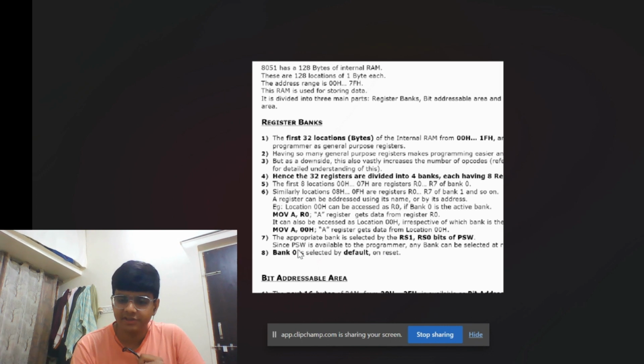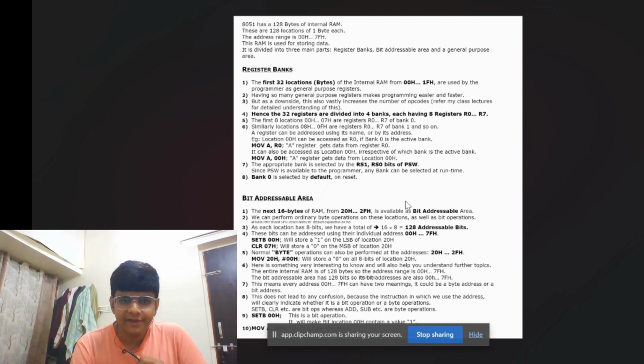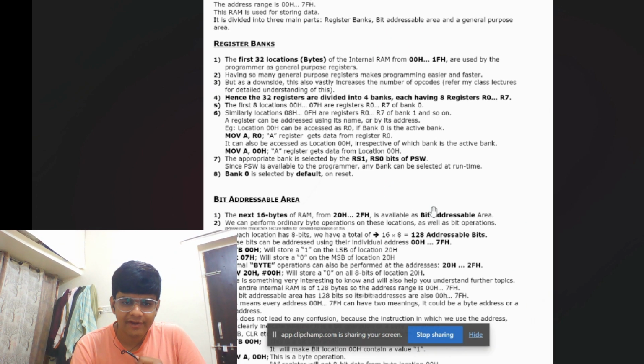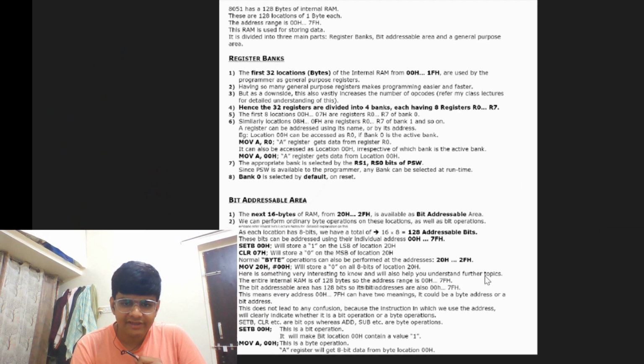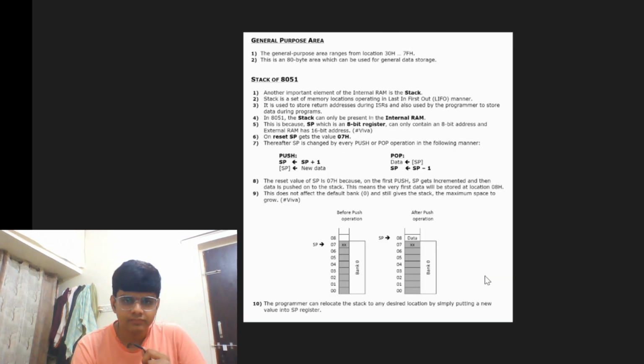Okay, computer architecture. Bit addressable area. I have already told you already, so you can read it or take a screenshot. You can take a screenshot of it for your reference. You can read it when you are free or after the lecture. Okay, I hope you have taken the screenshot.